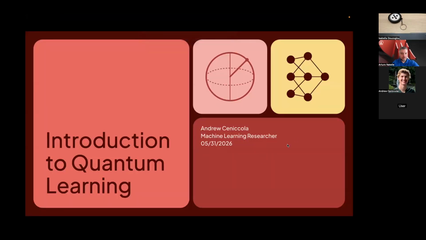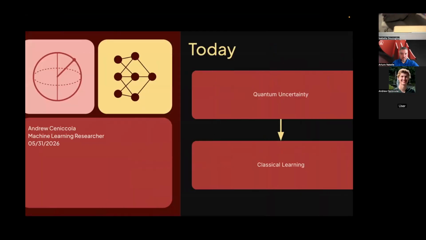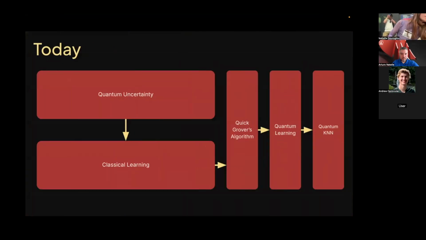All right, so this is the Bloch sphere, and this is a neural network. So this is a little bit about what we're doing today. We're talking about quantum uncertainty and superposition. Moving on to classical learning. That's my background. I'm Andrew, by the way. Classical learning, I work on continual learning.